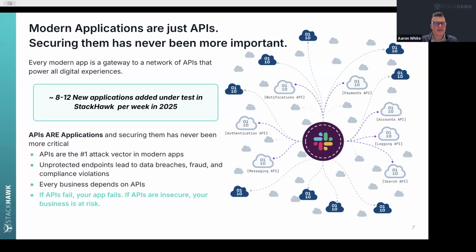And we're starting to see APIs are really that number one attack vector in modern applications. If you have unprotected endpoints, it can lead to really bad things, compliance violations. Hopefully we don't have to deal with data breaches and fraud, but it's definitely something that is out there. Every business depends on their APIs. And if your APIs fail or if they're compromised, your applications fail. If they're insecure, your business is at risk.